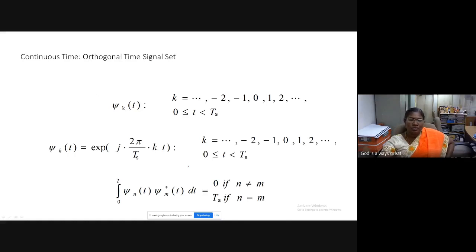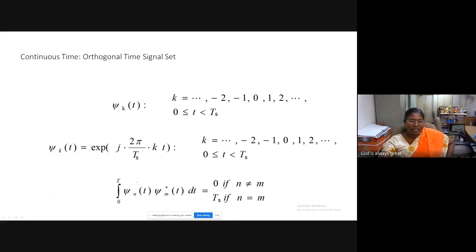For continuous time orthogonal signals, we usually write in DSP something called the twiddle factor, psi k of t. This is your psi k of t. K is an integer which can take values such as -2, -1, 0, 1, 2, etc. T is over one symbol duration, its value is between 0 to ts. So psi k of t will be nothing but e power j 2 pi by ts. There we used m, here we are using k. Since the variable changed to k, here we are using k into t, right?